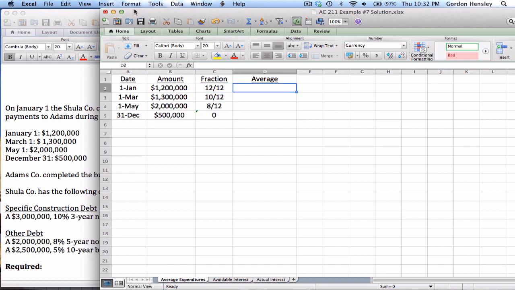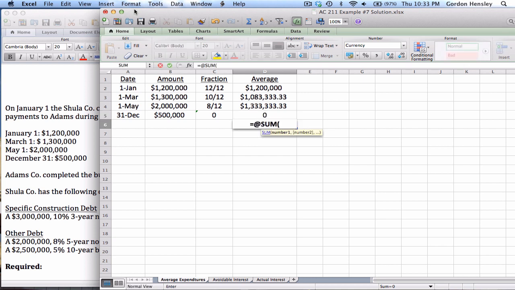Now, 12 out of 12 is the same thing as 1, so the average there is just the 1.2 million. Now, for this one, 10 divided by 12 times 1.3 million gives us an average of about $1,083,333.33. For this one, 8 divided by 12 times 2 million gives us an average of about $1,333,333.33. And then finally, this one was made on the last day, so 0 times 500,000, anything times 0 is just 0.